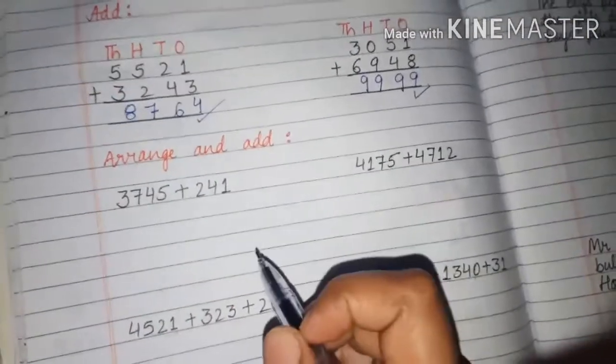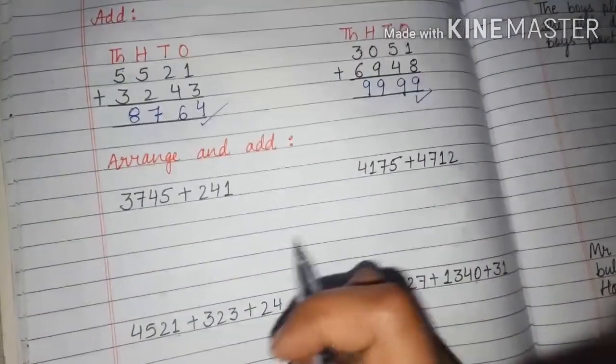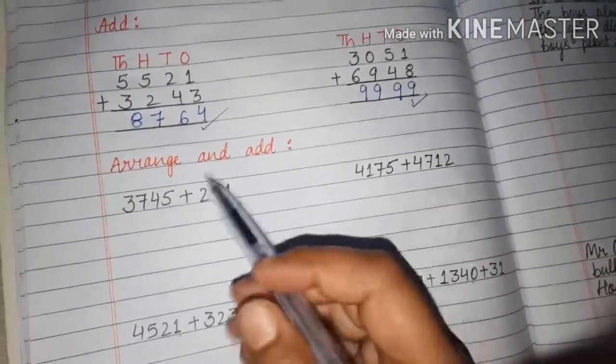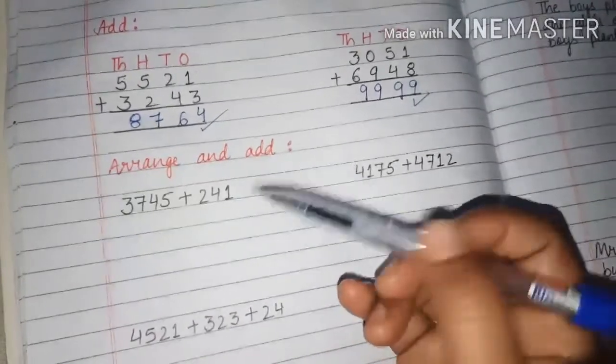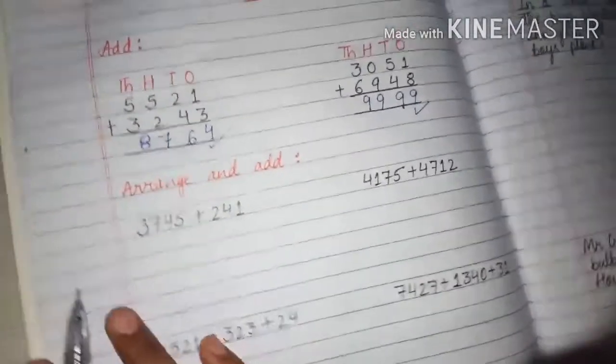Arrange and add. Now what is to arrange them? Matlab unhe arrange kis cheez mein karna hai? You have to arrange them like this question. You have to arrange them in columns so that you can add them. So I am doing it.